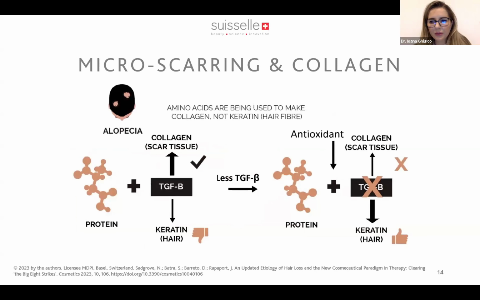In scarring alopecia and advanced androgenetic alopecia, there will also be fibrosis around hair follicles. This will lead to reduced blood supply and replaces healthy tissue. Of course, this will impact all the cells, mainly the stem cells, and it has been seen that this fibrosis results from increased levels of transforming growth factor beta.